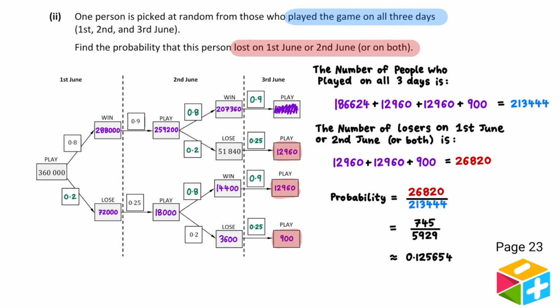To find the probability of picking such a person, we must divide this number by the total number of people who played on the 3 days. This gives us 26,820 divided by 213,444. If we simplify this fraction, it comes out as 745 over 5,929. Or as a decimal, we can write it as 0.125654.